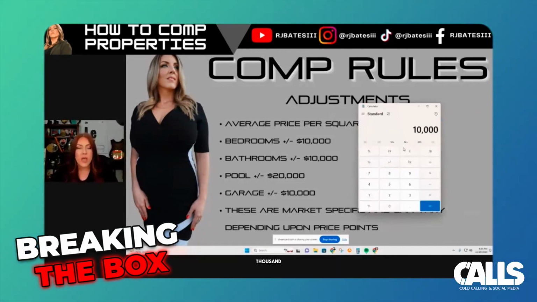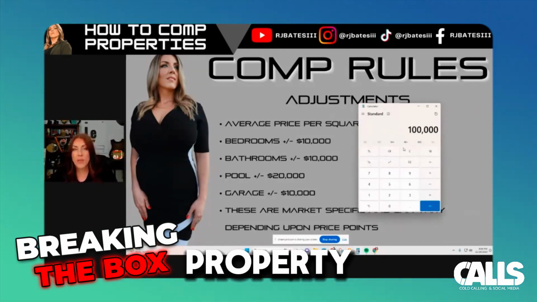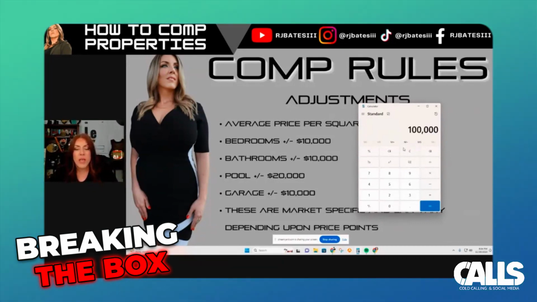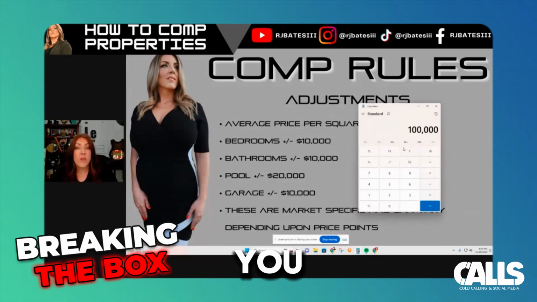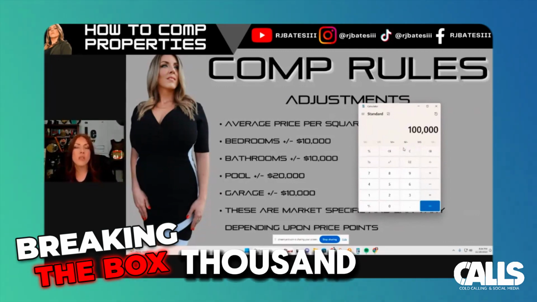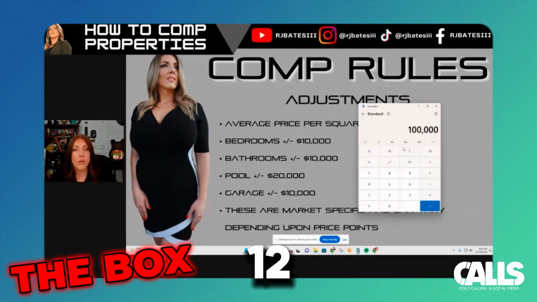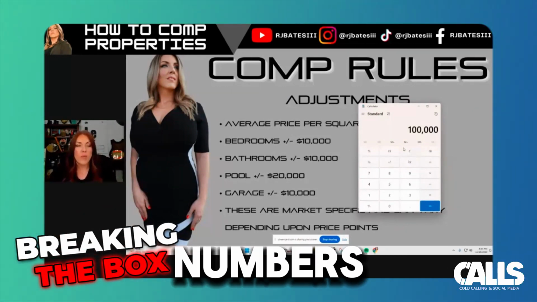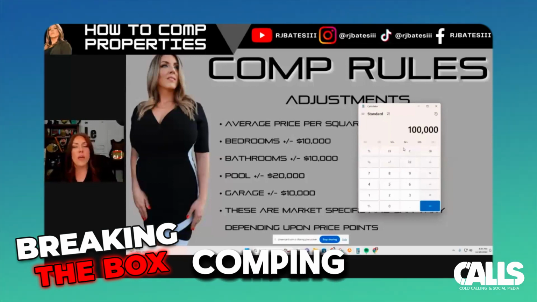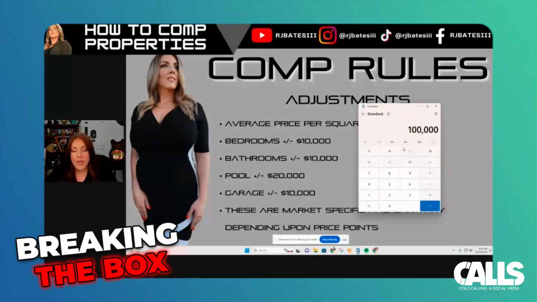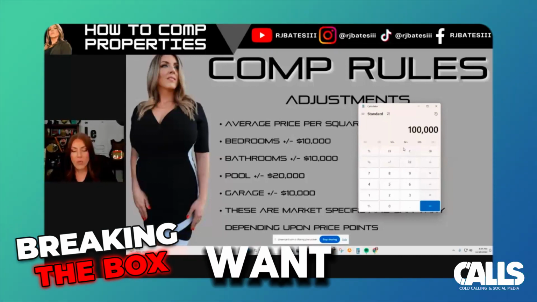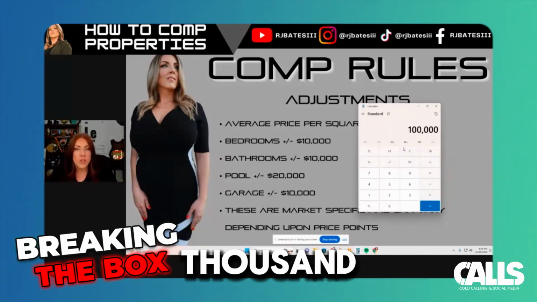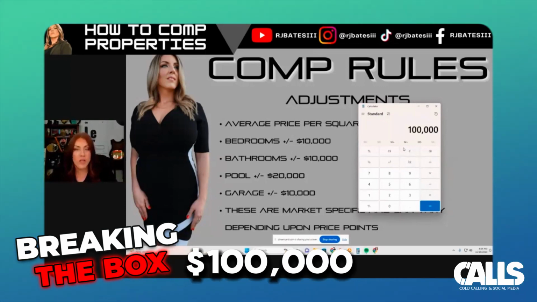So if you have a 1,000 square foot property and you have three 1,200 square foot properties, and you can't find another 1,000 square foot property, we'll keep round numbers, and those are all comping for $100,000. You want to make sure that you don't put your ARV or have the expectation that your 1,000 square foot property is going to sell for $100,000.